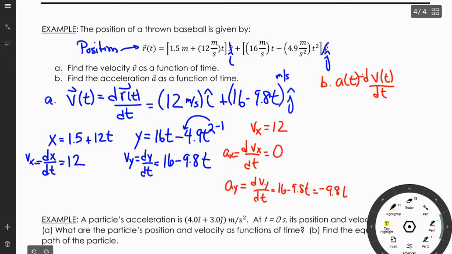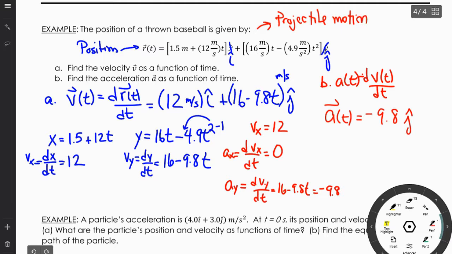So I don't have any more variables left, right? That t goes away. So what happens is my acceleration vector with respect to t is just going to be negative 9.8 j hat. Now, is that expected? Yeah, because this is our projectile motion, and we know the only acceleration in projectile motion is in our y direction, right? So that just shows it right there.